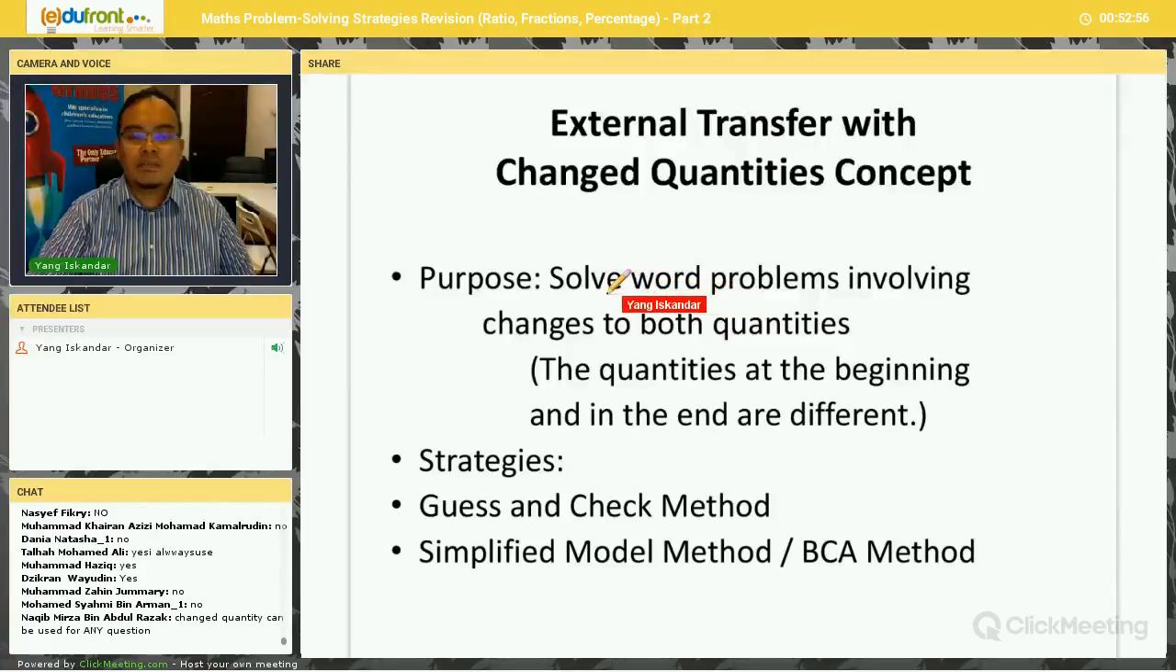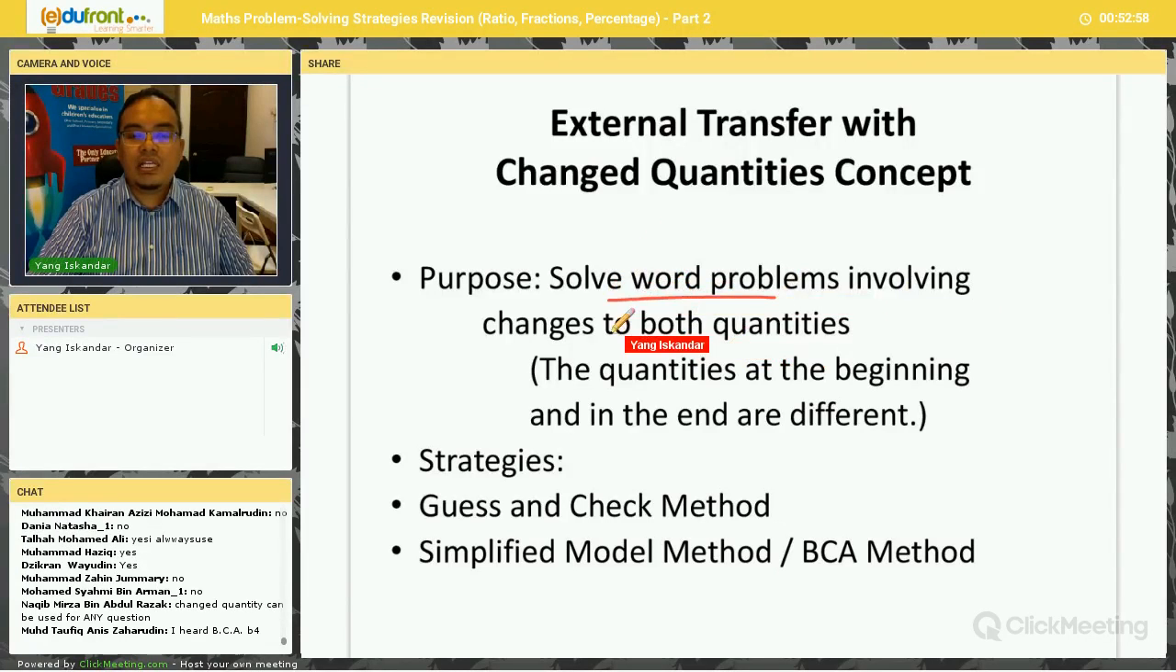So when do you use this strategy? It is to solve a problem involving changes to both quantities. That means the quantities at the beginning and at the end are different. So what strategy can we use? We can use guess and check again, or the simplified model method, or the BCA method.